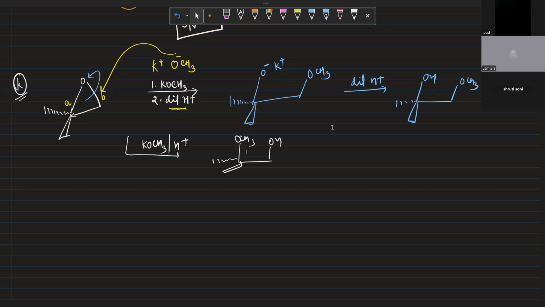Yeah, then it would add to the less substituted, right? If it's acidic, then the more substituted will be the product. Okay, but what did you mean to write here? What my question is, what did you mean to write here? Can you see what I'm asking?